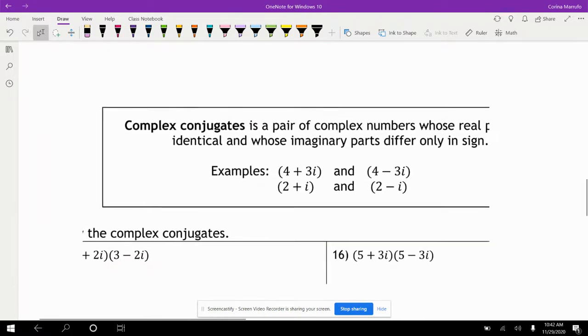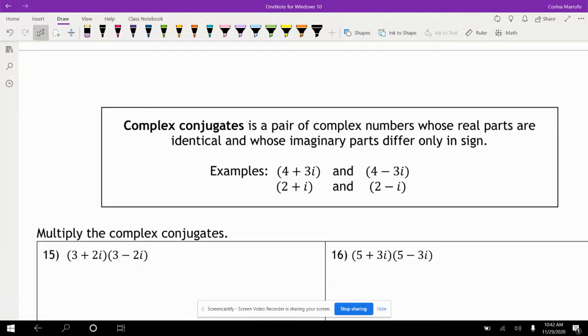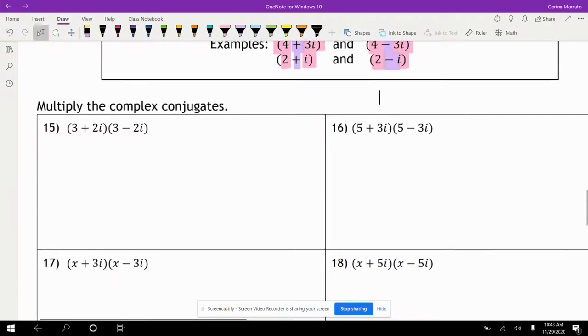Complex conjugates are a pair of complex numbers whose real parts are identical and whose imaginary parts differ only in sign. So here you have 4 and 3i, and you have the exact same thing, 4 and 3i. The only difference is the negative in the middle: one is plus and one is minus. The same thing with 2 and i: the only difference is one is plus and one is minus. So something special happens when you multiply complex conjugates.